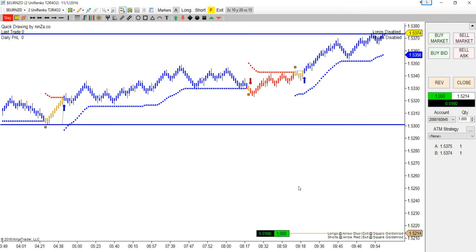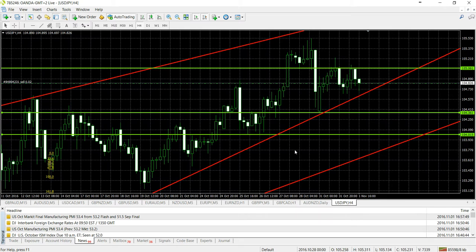Okay, traders, and we're up 160 pips on the New Zealand, and the stop's going to be pretty tight, considering 104. Let's say we might do 104.95. It's a little bit of the time cycle marker.